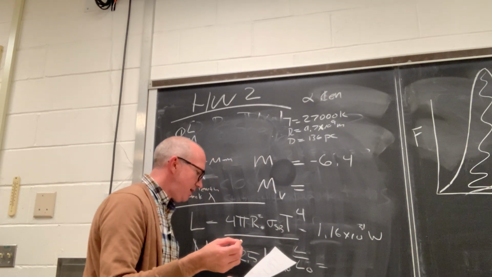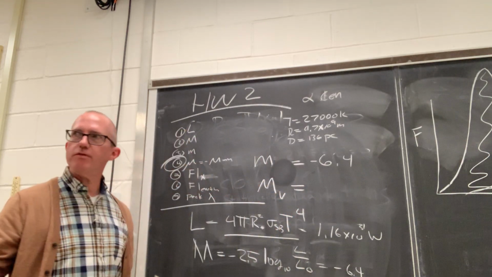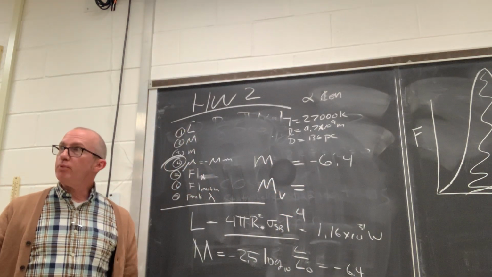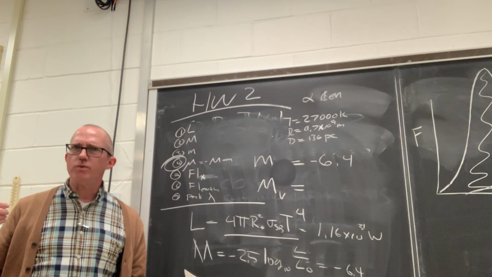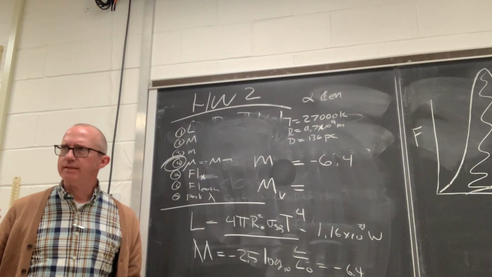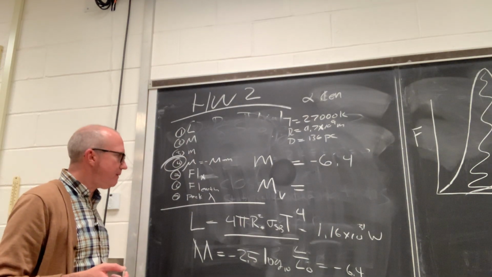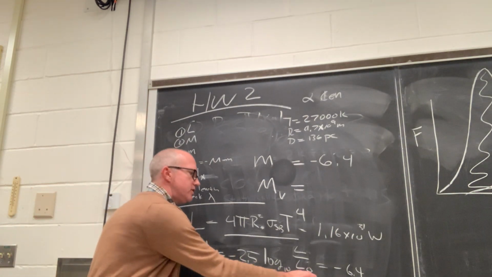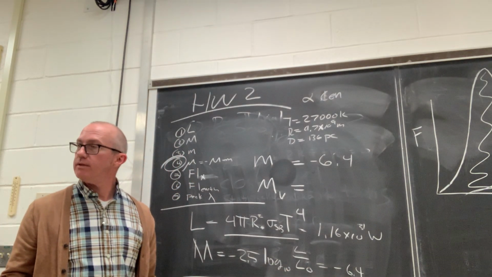And I get a volumetric magnitude of minus 6.4, which I think is what everybody else got, which is a lot brighter, a lot smaller number than I think you get. I think the visual is minus 1. I can't remember exactly. I should have written that down. Does everybody have any questions on using that to get the absolute magnitude?